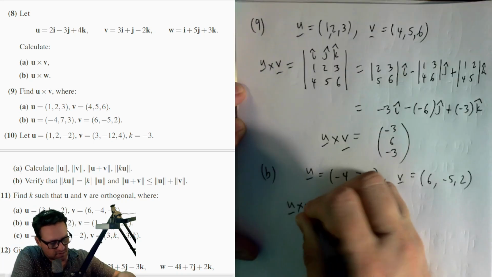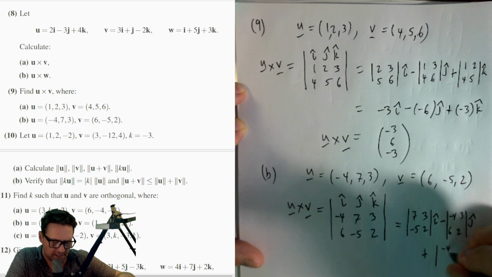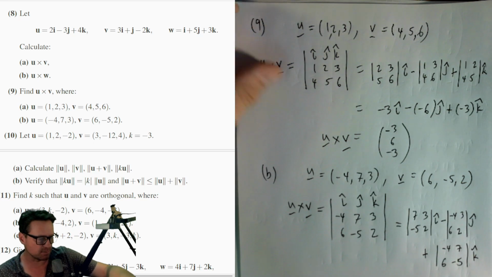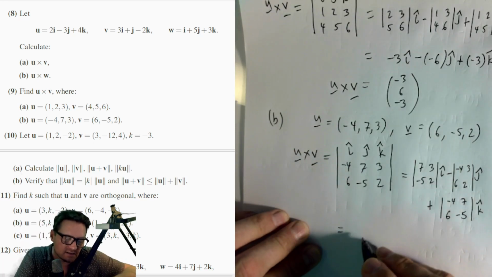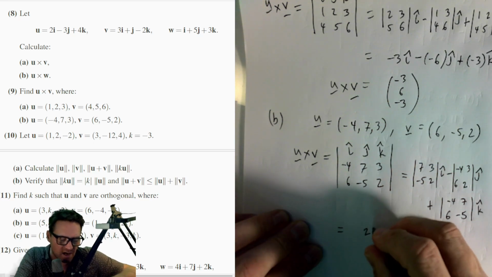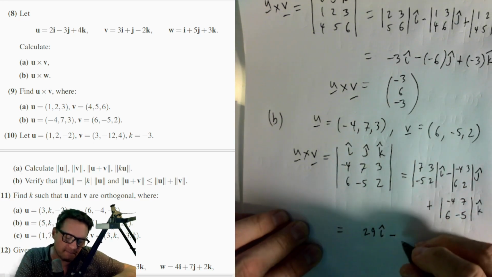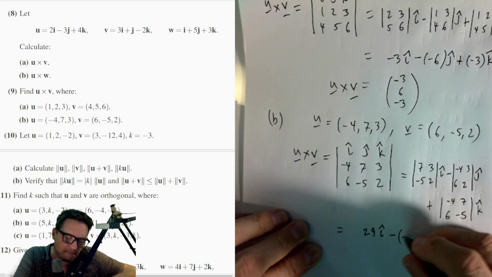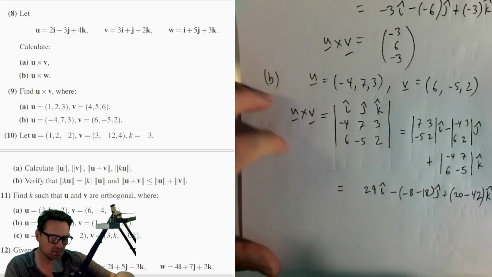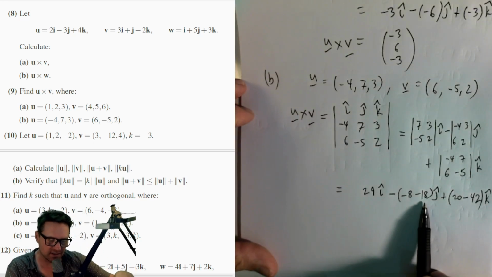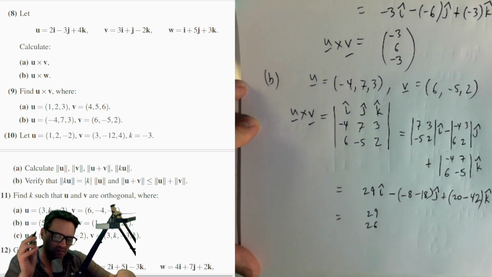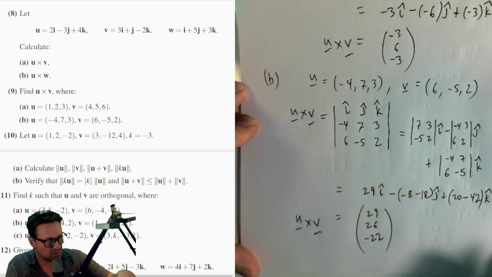Okay, part B. So expanding this in the same way. Plus minus 4, 7, 6, minus 5, determinant times k hat. Okay, so simplifying this, 7 times 2 is 14. So 14 minus minus 15 is 14 plus 15, 29 i hat. And minus 8 minus 18 j hat plus 20 minus 6 times 7 is 42 k hat. Okay, so minus 8 minus 18 is minus 26, but then we have another minus, so that's plus 26. And then 20 minus 42 is minus 22, so this is u cross v.